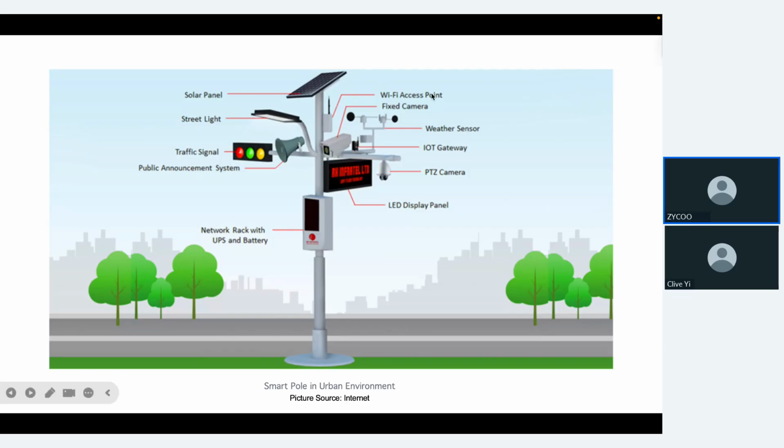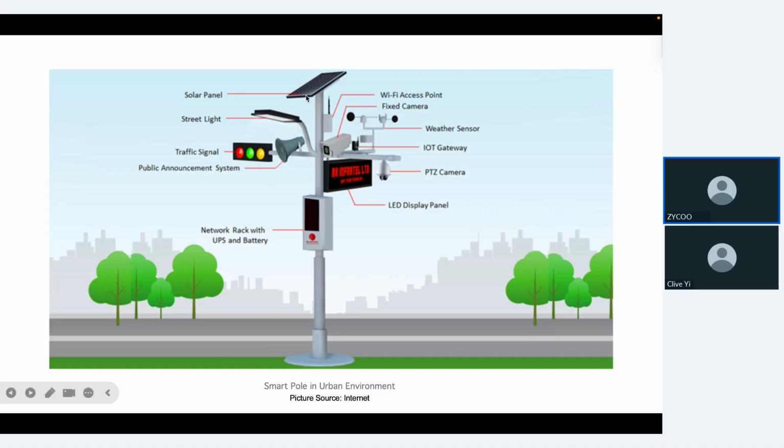And this is for the network Wi-Fi access point. And this is a fixed camera I mentioned earlier. And this one is a PTZ camera. So this one covers a wider area. And for the fixed camera, it only covers a fixed angle. And this is the weather sensor, IoT gateway, display panel, and network rack with UPS and battery. UPS means uninterruptible power supply. So this can work even when there's a power failure.